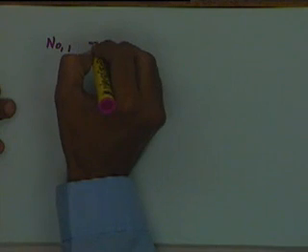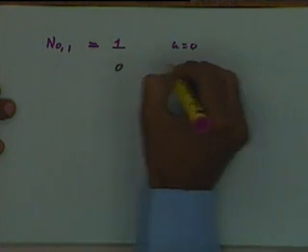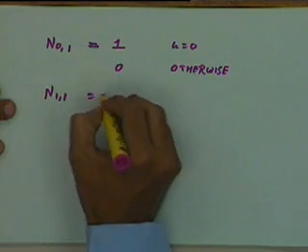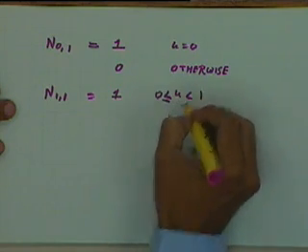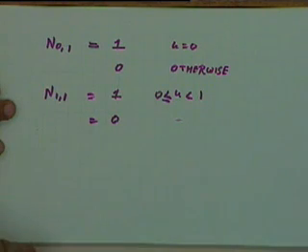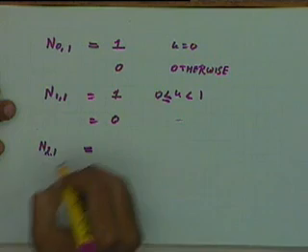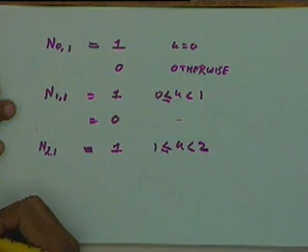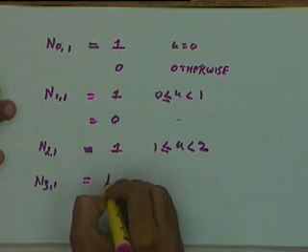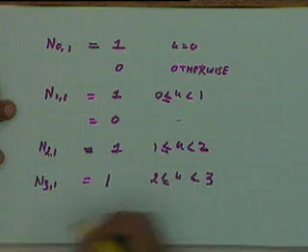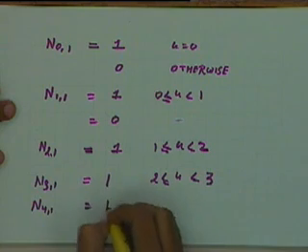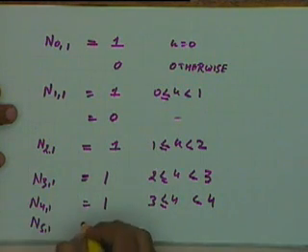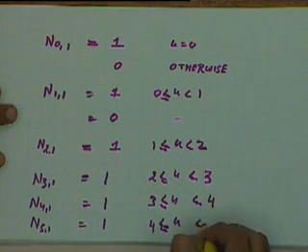So n01 is equal to 1 if u is equal to 0, it is equal to 0 otherwise. Okay, n11 will be equal to 1 when u is between 0 and 1. It will be equal to 0 otherwise. n21 will be 1 when u is between 1 and 2. n31 will be equal to 1 when u is between 2 and 3. n41 will be 1 when u is between 3 and 4. Okay, and finally n51 will be 1 when u is between 4 and 5.